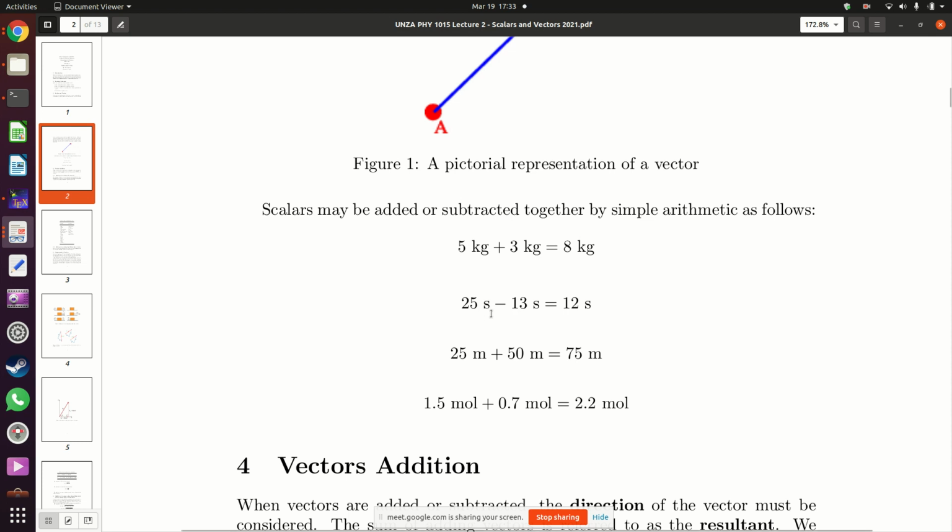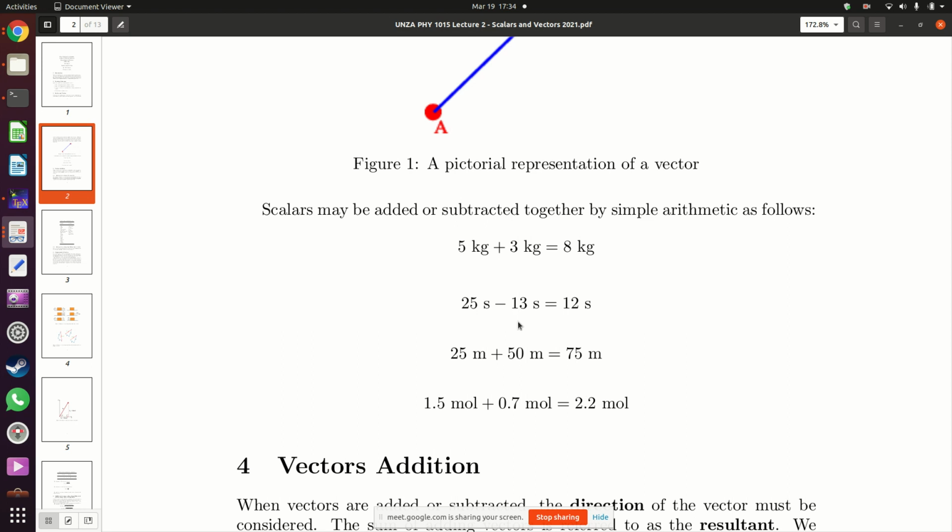Here, 25 meters plus 50 meters, you get 75 meters. There is no information about the direction in this case. Then here, with the number of moles, 1.5 moles plus 0.7 moles, there is no direction. We're talking about how many atoms are in a particular substance. You get 2.2 moles. So when it comes to adding scalars and subtracting scalars, this is a straightforward business, and we will not spend our time on this.